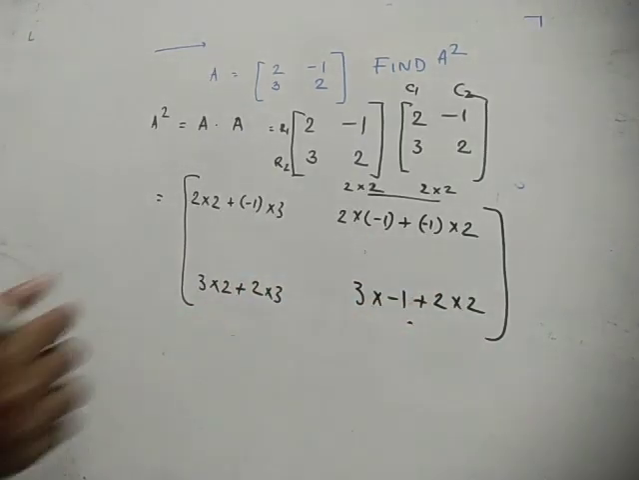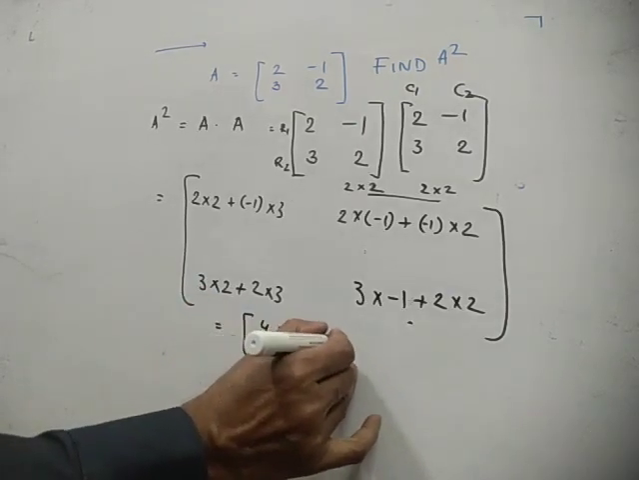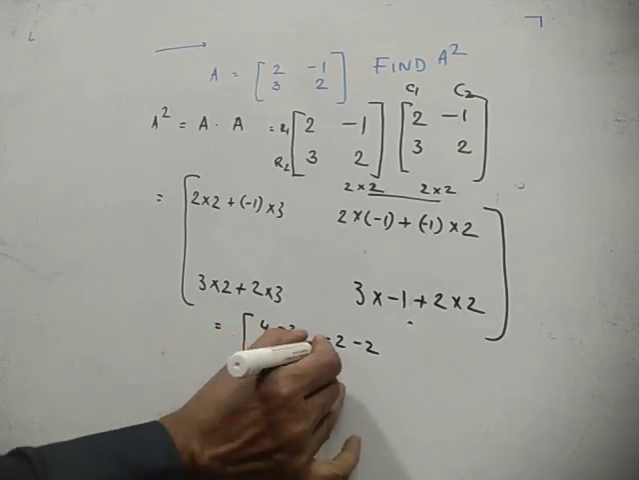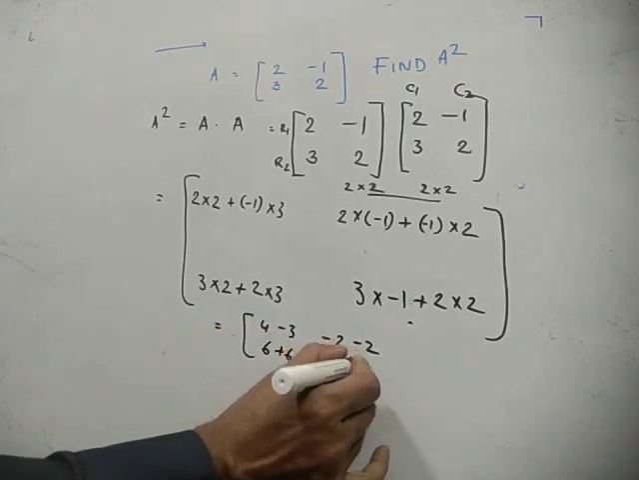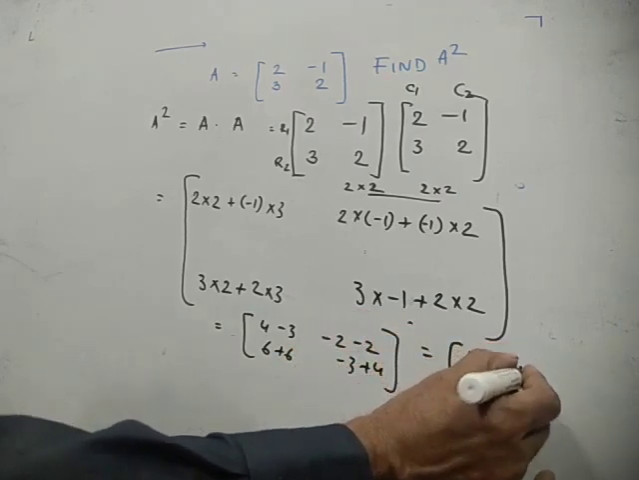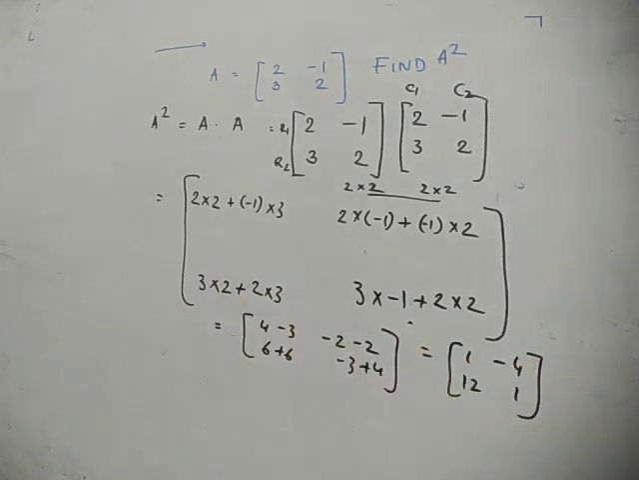Now we just have to simplify. 4 minus 3, then the second position minus 2, the third position, meaning second row first column, 6 plus 6, second row second column minus 3 plus 4. After calculation it comes to 1 minus 4, 12, 1. These are the 4 elements, the 2 by 2 order matrix we got from A square.